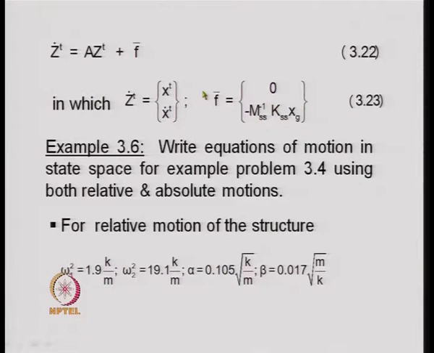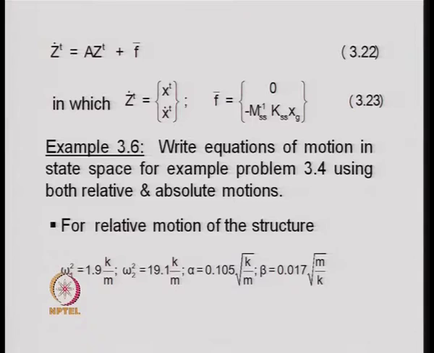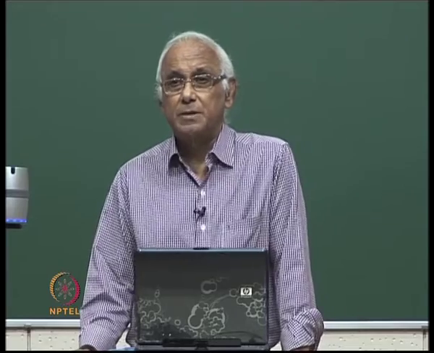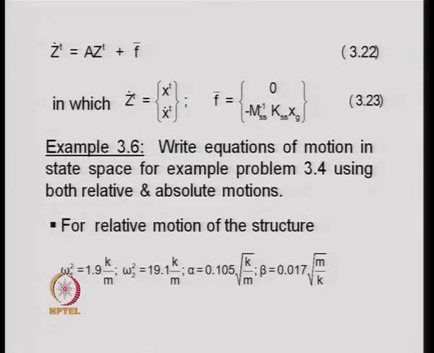So, this will be the only change. Therefore, for a multi degree of freedom system with multi support excitation, we can write down the equation in 4 different forms. 2 equations can be written as a second order differential equation, one in terms of total displacement and the other in terms of the relative displacement, and correspondingly we can have 2 state space formulations for these 2 equations.